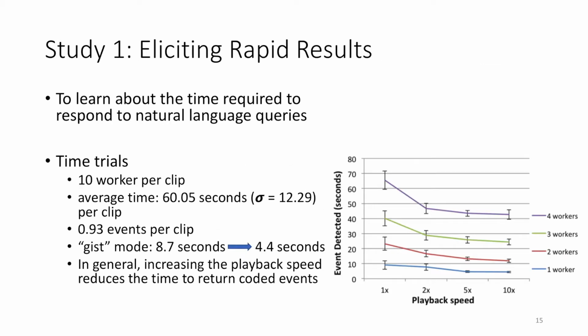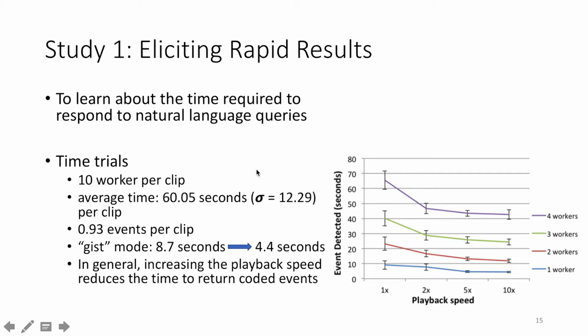The first experiment is eliciting rapid results. The study is to learn about the time required to respond to natural language queries. So we run some time trials to measure the average time that it takes workers to view and mark events in 30-second clips from the debate video. We hire 10 workers per clip, and the results show that the average time is 60.05 seconds per clip, with a standard deviation of 12.29, and there are 0.93 events per clip. And in GIS mode, it goes from 8.7 to 4.4 seconds when the video playback rate is increased tenfold.